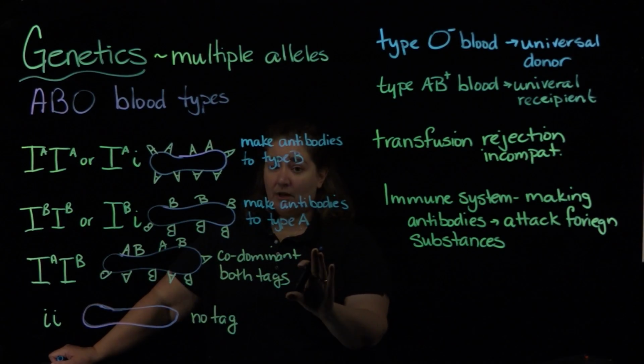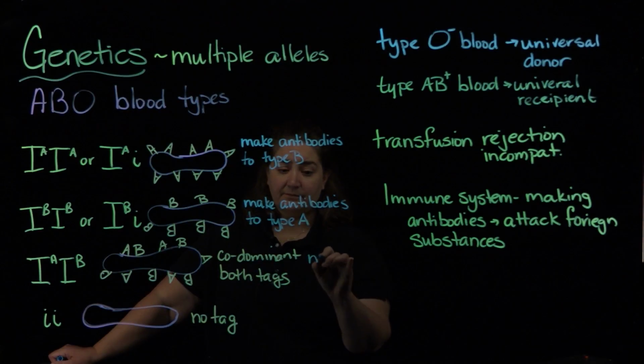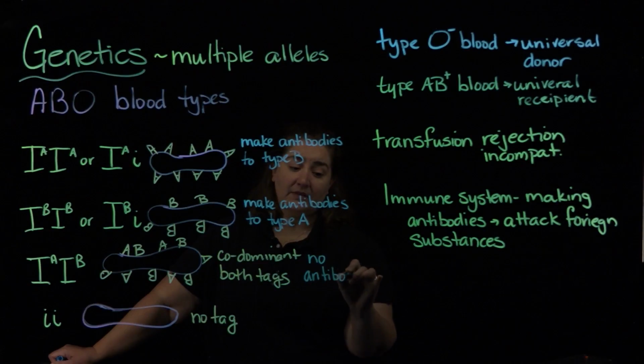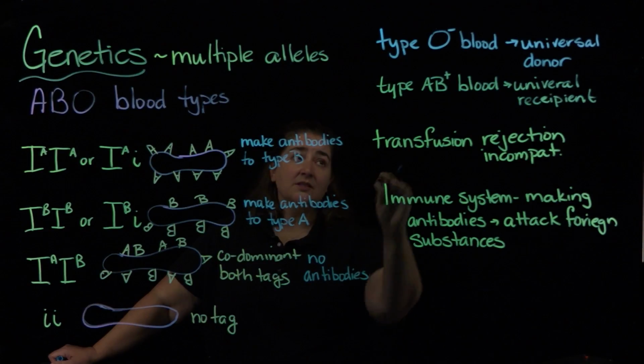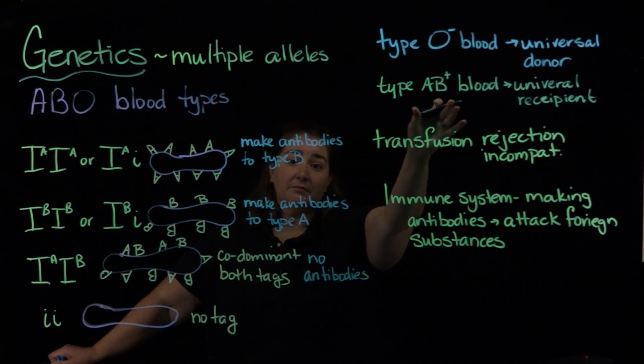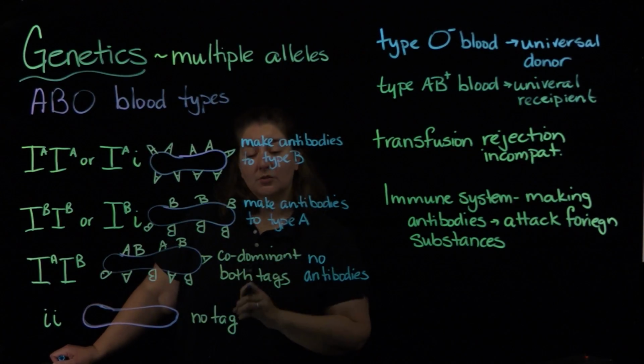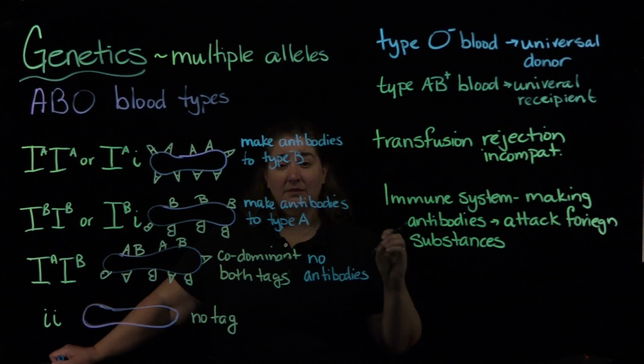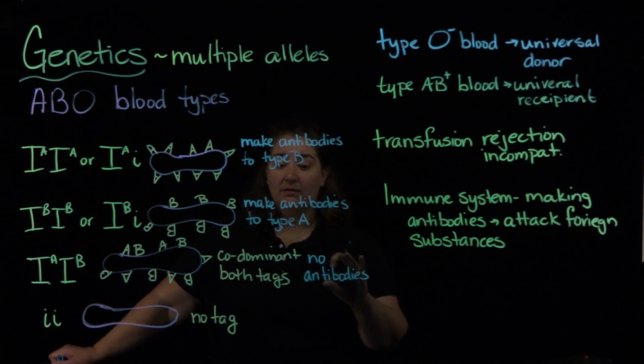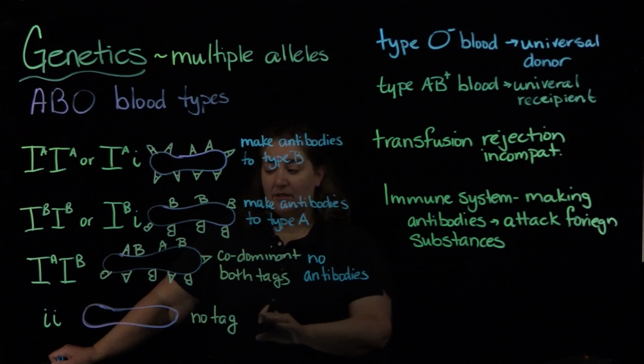Folks who are codominant, who have both type A and type B, don't make the antibodies. That's what allows them to be the universal recipient, because they don't have the part of their immune system that's going to recognize other blood types as being foreign, okay? So they have no antibodies.